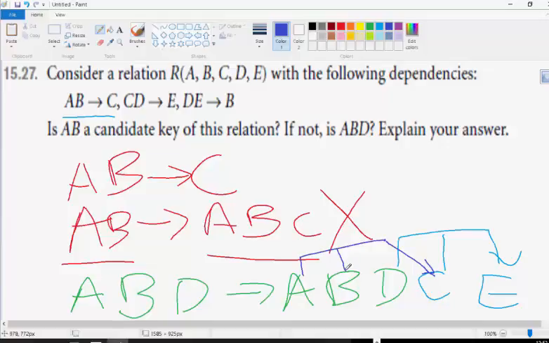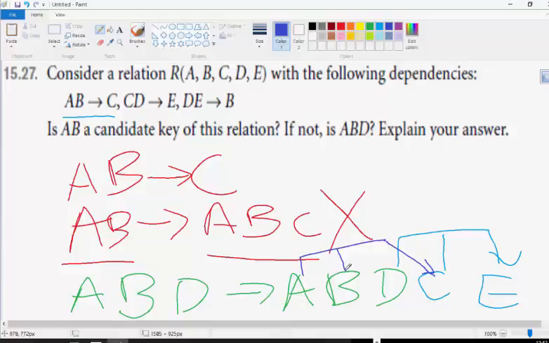The second part, what's the second part of the explanation? So I've shown that I can lead to everything. What else is left? I've only done half of it. What else should we know about candidate keys? Aside from identifying everybody, it should be minimal. So you should ask yourself, if I had just AB, will it work? No. The first part showed that AB leads to only C.